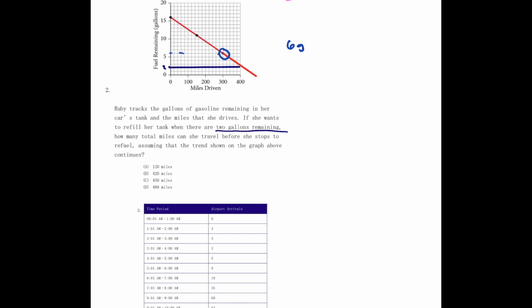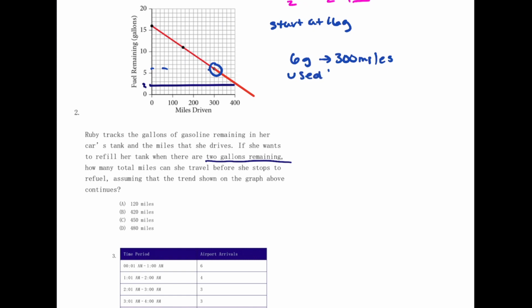So Ruby tracks the gallons of gasoline remaining in her car's tank and the miles that she drives. If she wants to refill the tank when there are 2 gallons remaining, how many total miles can she travel before she has to stop to refuel, assuming the trend is correct on the graph? So what I did is I tried to find a point on the graph that was easy to read, directly on the lines. At 6 gallons, she has 300 miles driven. But we also want to see that where she started was at 16 gallons. So the difference between 16 and 6 is 10 gallons. So she used 10 gallons to go 300 miles.